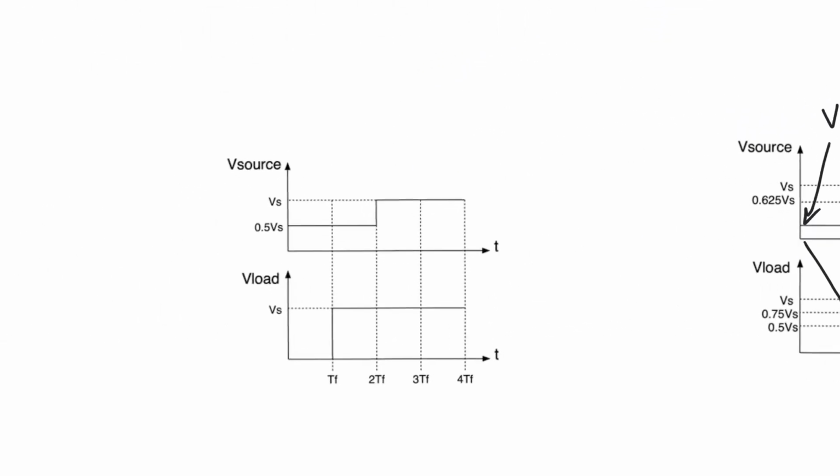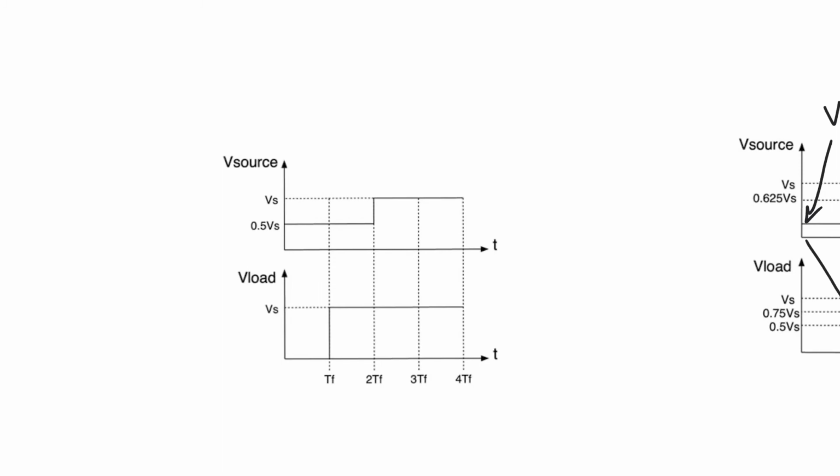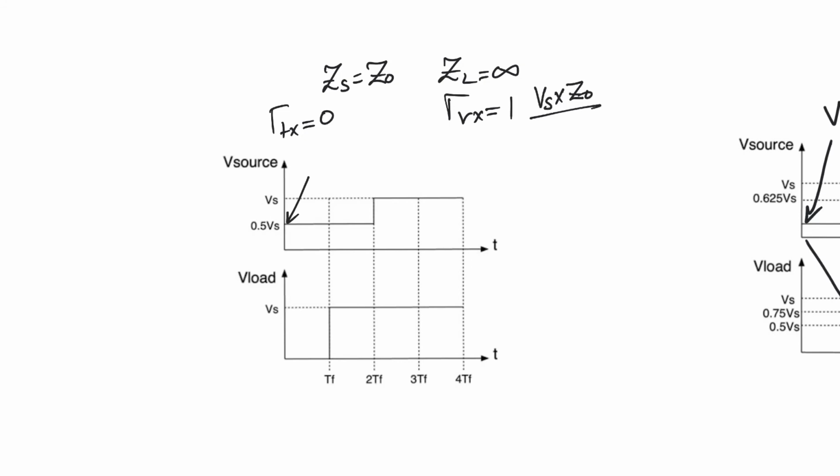Now, the best thing you can do actually, and the last case we'll consider, is when Zs is equal to Z0, meaning that the source resistance is matched to the transmission line. ZL is equal to infinity as always. And in this case, gamma Rx is still equal to 1, but gamma Tx is equal to 0, meaning there's no reflection at the transmitter. And so what's going to happen is that the source is going to inject Vs multiplied by Z0 over Z0 plus Z0, which is half of Vs.